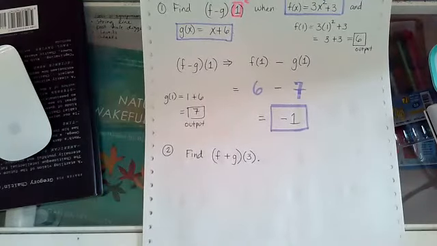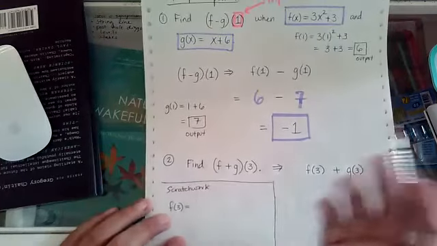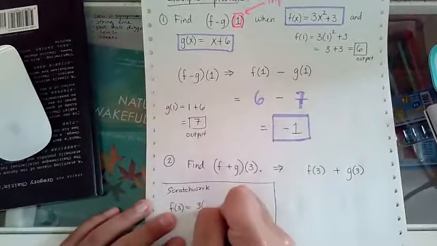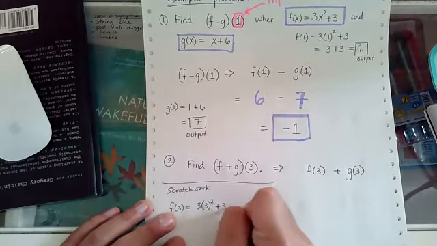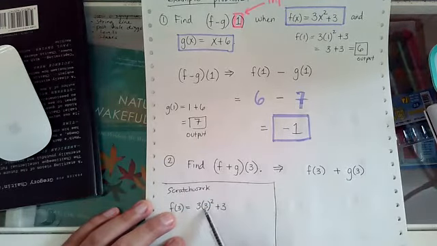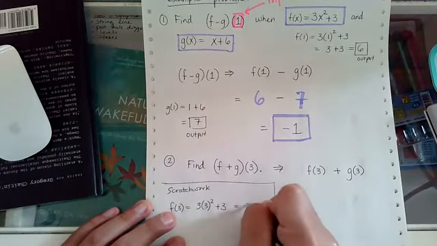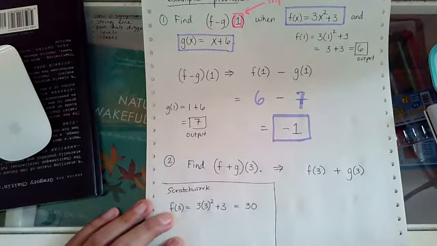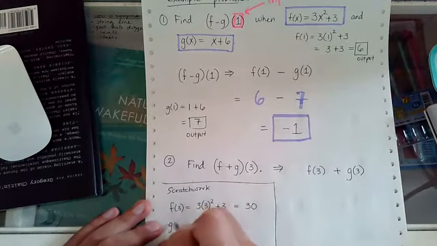And then what you might want to do is some scratch work over here to the side where you actually plug in the 3 into both of the functions. So f of 3 is, well, let's go back up to the top where we wrote that function. So it's 3 times 3 squared plus 3, which is 30, I believe. And then g of 3 is equal to 3 plus 6, which is equal to 9. So those are the two output values that I'm working with.